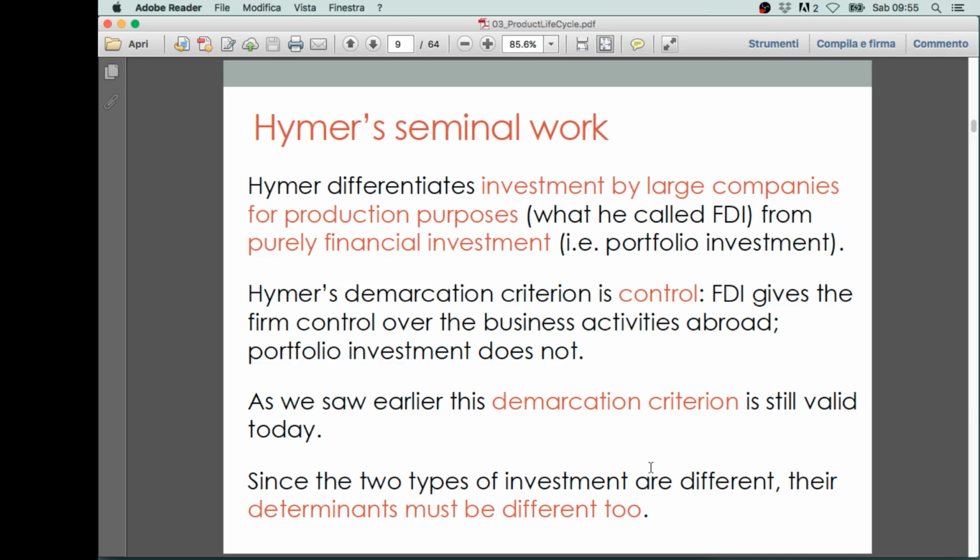So, as I said, this demarcation criterion is still valid today, and due to the fact that these two types of investments are conceptually different, it must be the case that their determinants are different too. So the next step that Hymer makes in his analysis is to try to understand what these different determinants could eventually be.